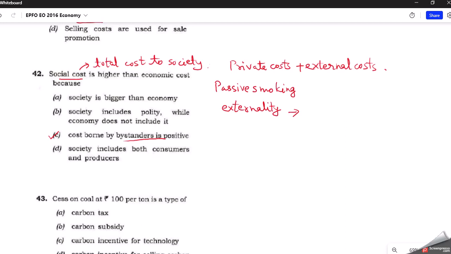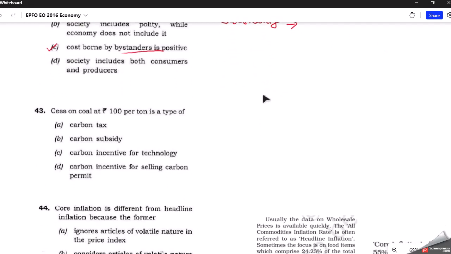Moving on to the third question, cess on coal at rupees 100 per ton is a type of. Now we know that cess is basically a kind of tax. So carbon tax is the correct answer here. Carbon tax in India is basically termed as clean energy cess.